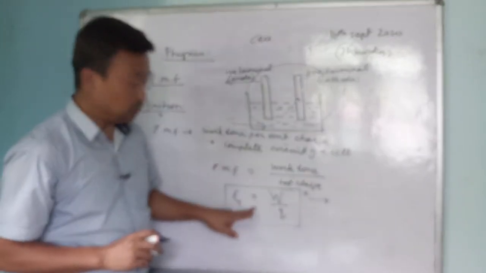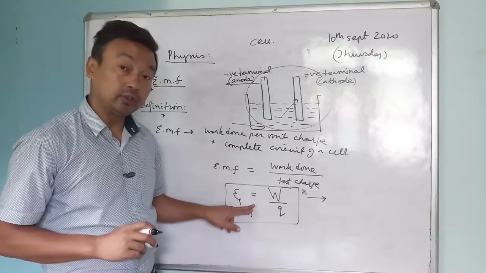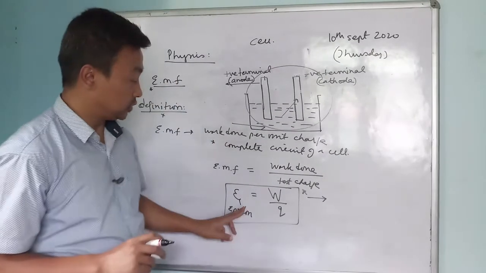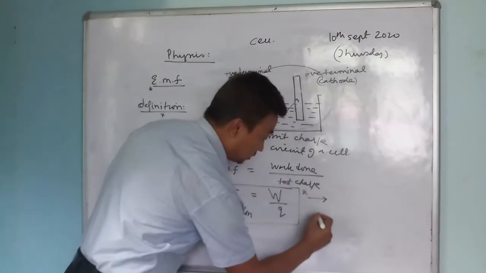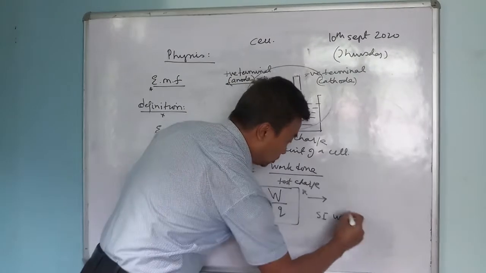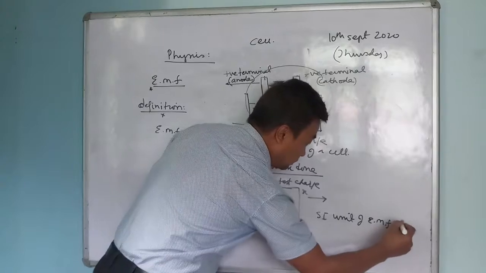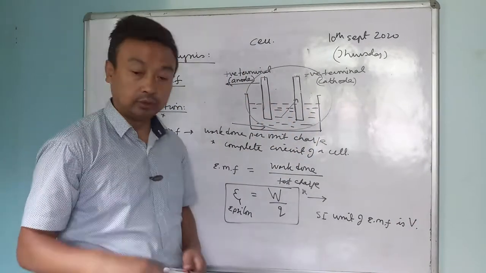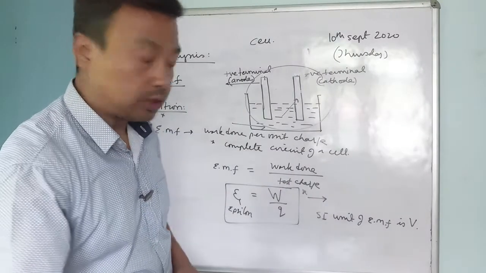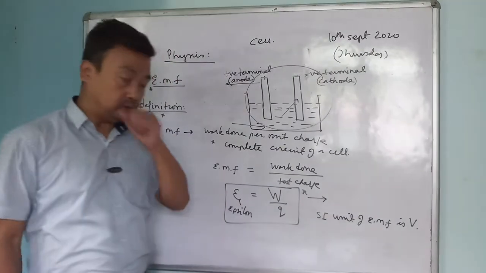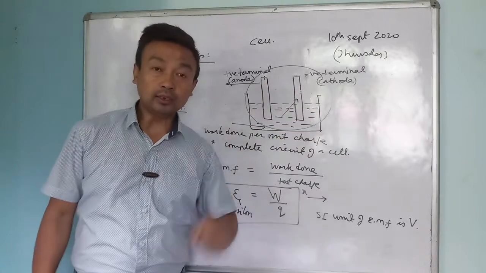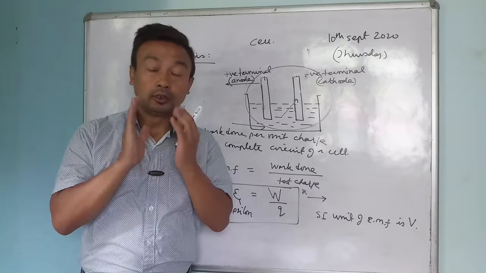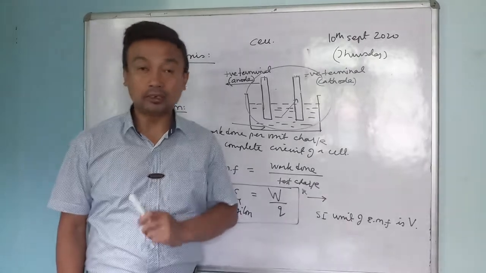So what is this EMF? It is basically the potential difference. Therefore its unit will also be the same as the unit for the potential difference, which is the volt. So we can write down that the SI unit of EMF is the volt. V stands for the volt, the unit. So we have understood now. Let us see what are the factors on which the EMF of a cell depends. Write down the next point: factors on which the EMF of a cell depends.